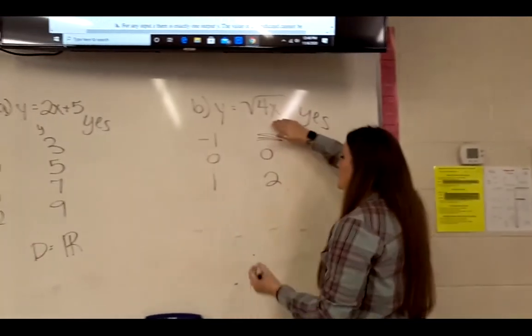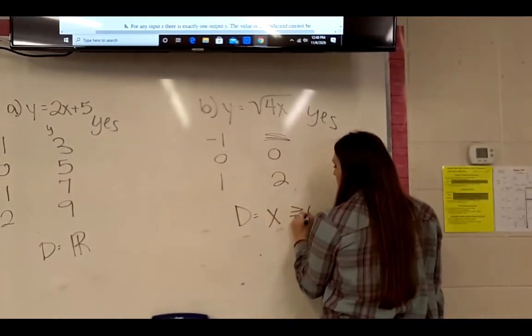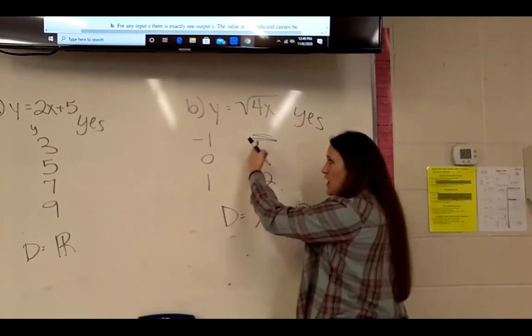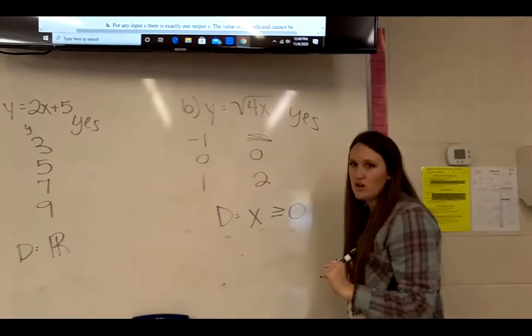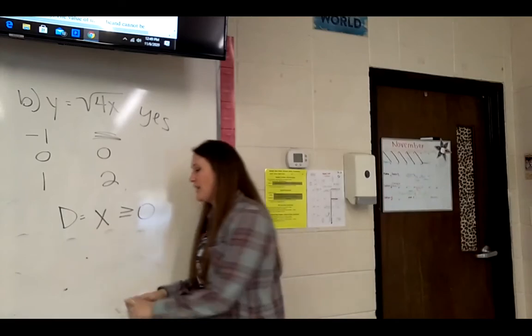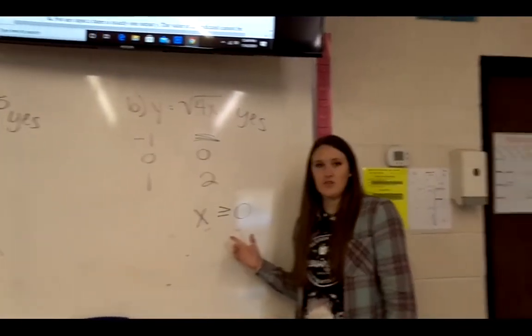So your domain would be x is greater than or equal to 0. Because that's where we first got a number. Anything below that, it gave me a negative in there and we couldn't solve it. So it is a function. You don't have to write the domain like that, you could just do this. Your domain is x is greater than or equal to 0.